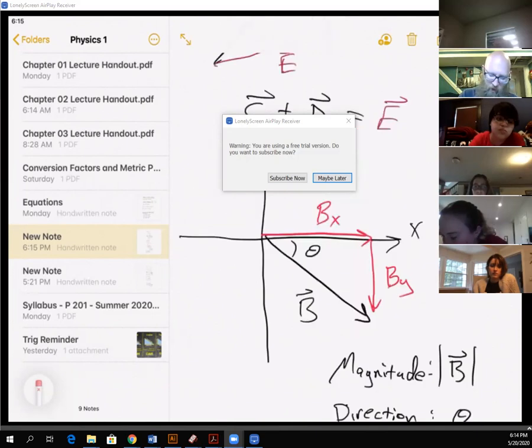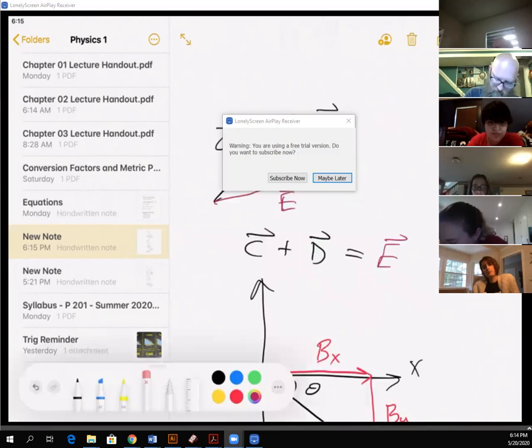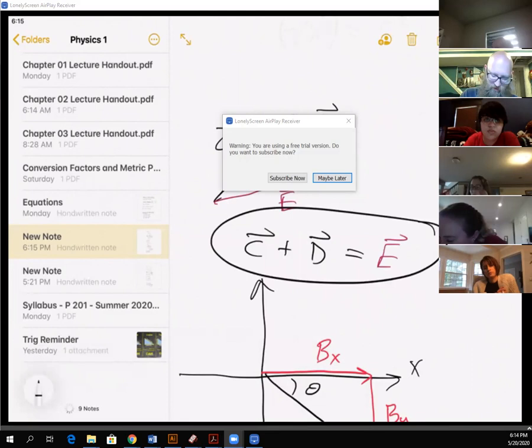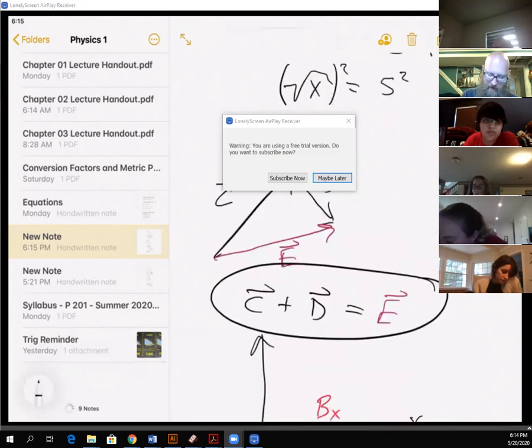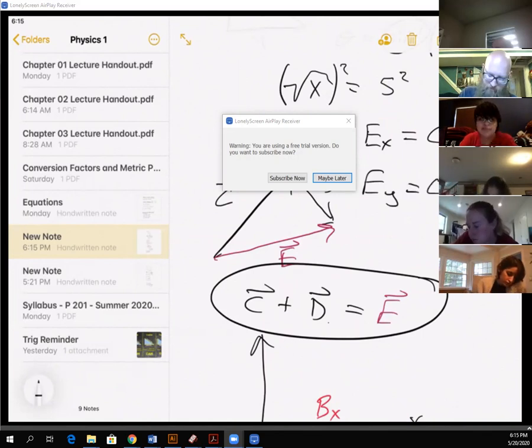So if I were thinking components for this, I'm not going to do numbers for this. I just want to write this equation. If I have C and D added to get me E, the component E sub x would just be the sum of the components of the things that are going into that sum, right? And E sub y is C sub y plus D sub y. So then I would just break C and D into x and y components and add those components together.